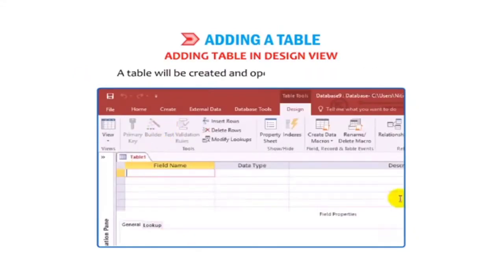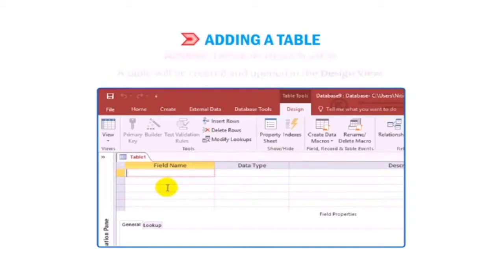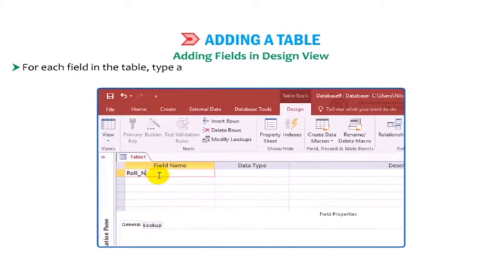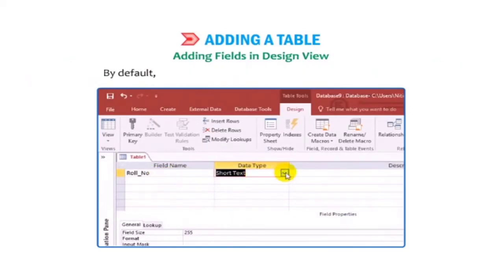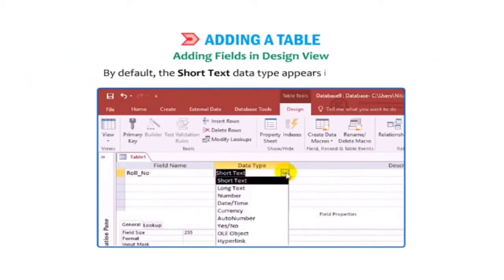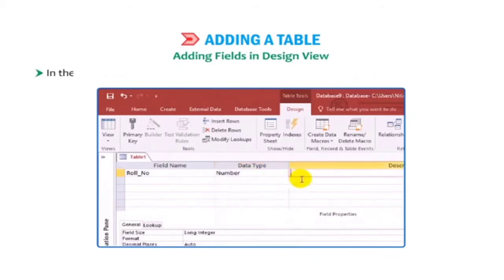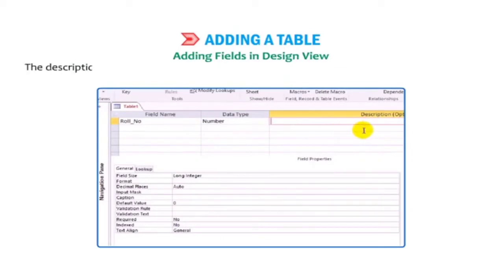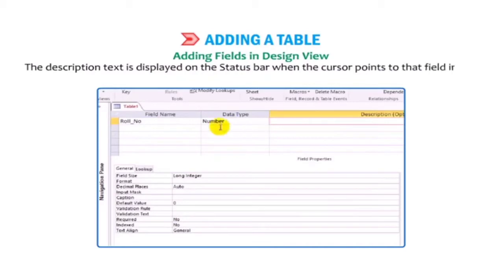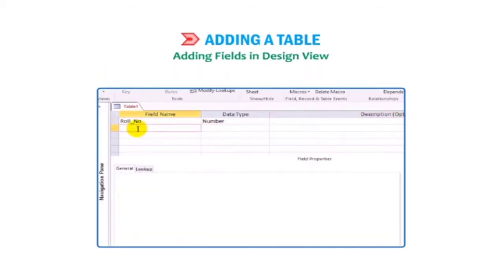A table will be created and opened in the Design View. Adding fields in Design View. For each field in the table, type a name in the Field Name column and then press the Tab key to move to the Data Type column. By default, the Short Text data type appears in the column. In the Description column, you can type a description for each field, which is optional. The description text is displayed on the status bar when the cursor points to that field in the Datasheet View.